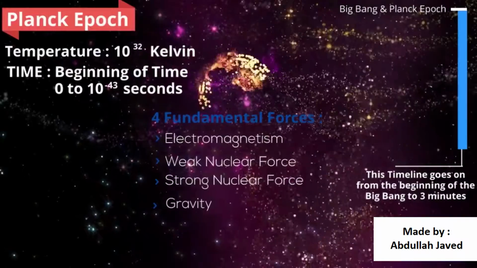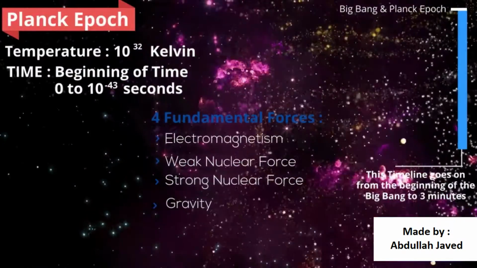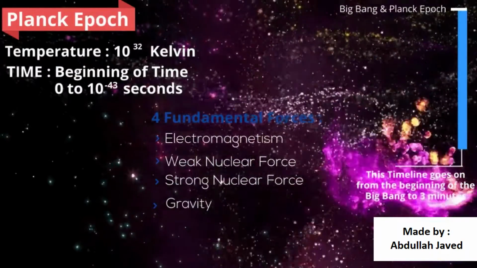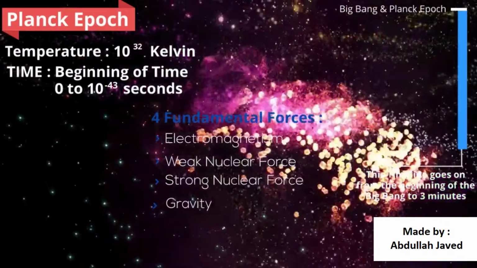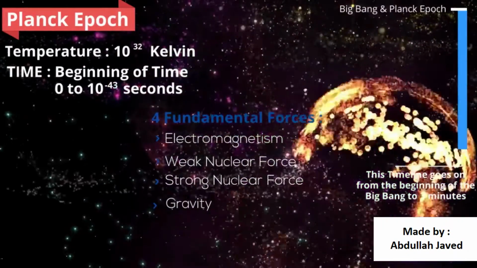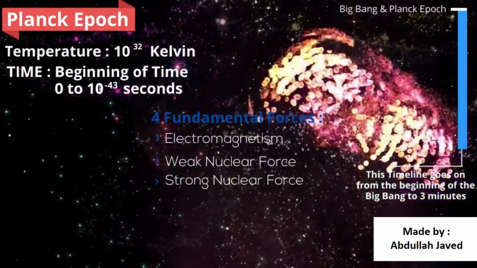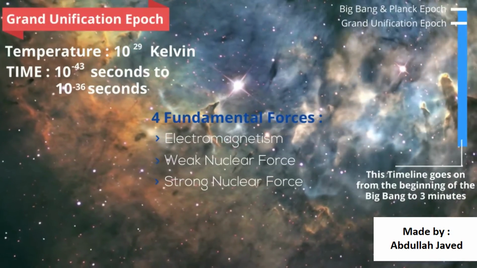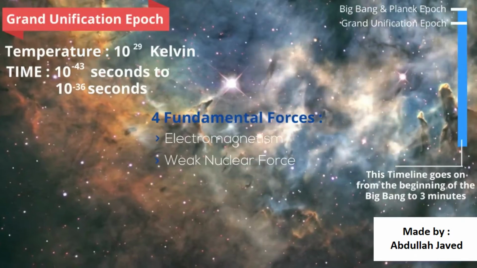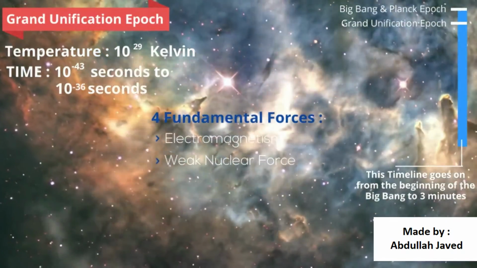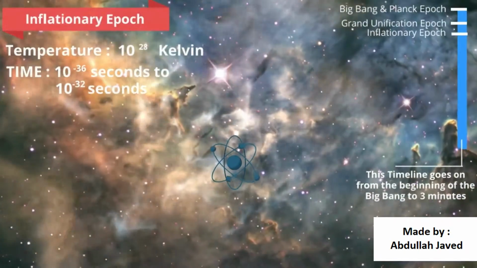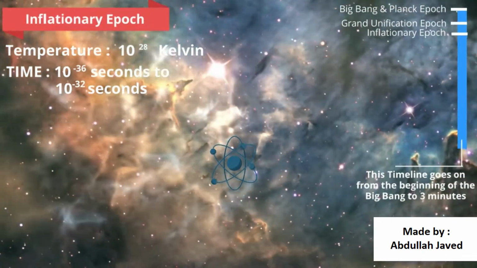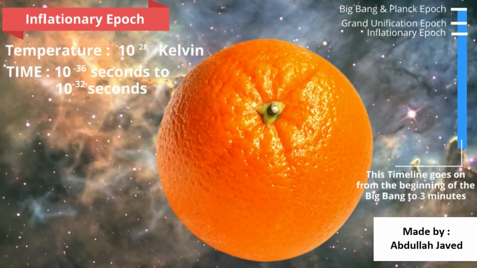No matter existed in the Planck epoch. There were only four fundamental forces: electromagnetism, weak nuclear force, strong nuclear force, and gravity. But at the end of the Planck epoch, gravity split away from the forces. Next came the Grand Unification epoch, which ended when one of three forces, strong nuclear force, split away. Separation of strong nuclear force caused the universe to undergo rapid expansion known as cosmic inflation.